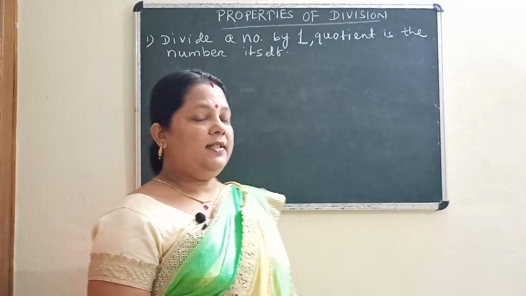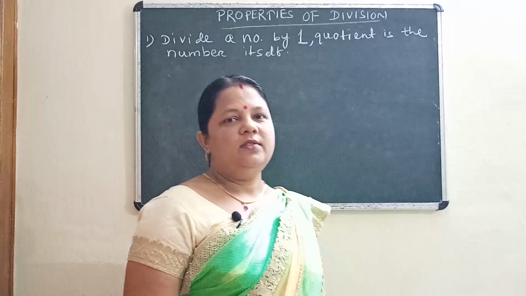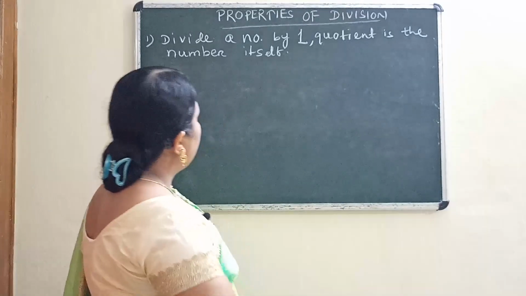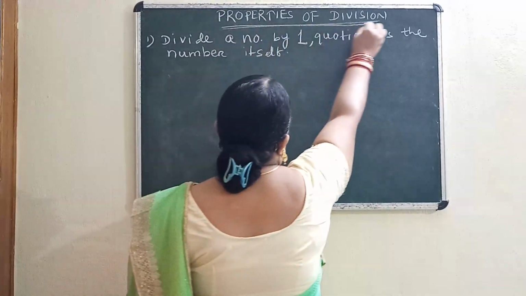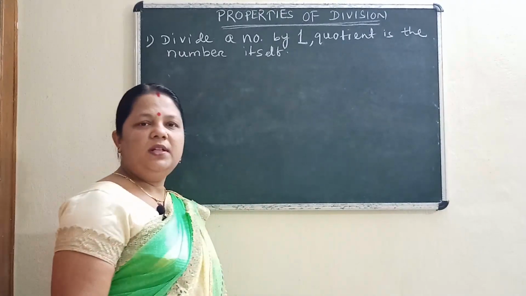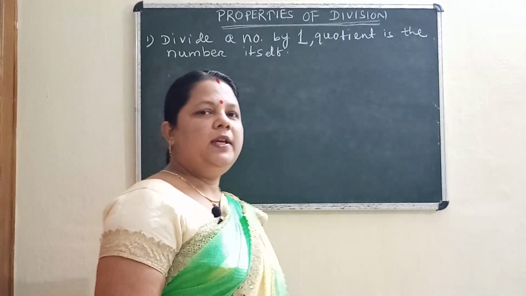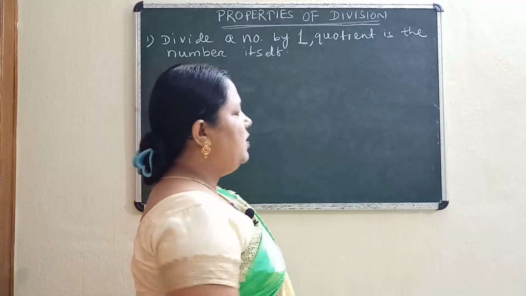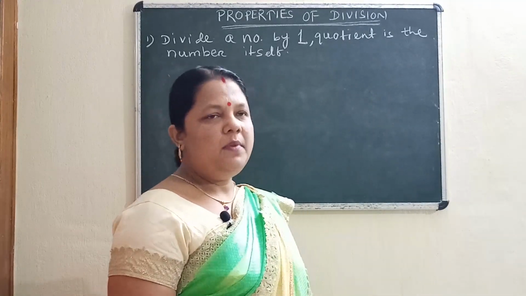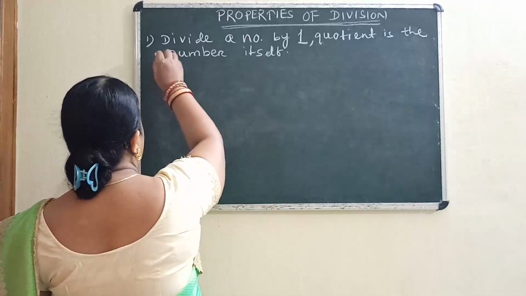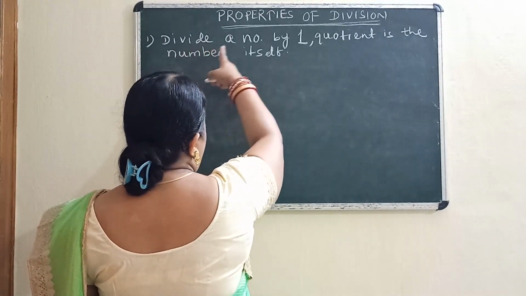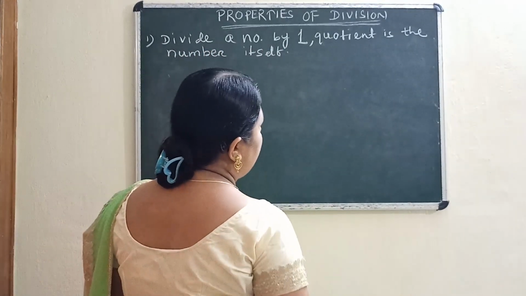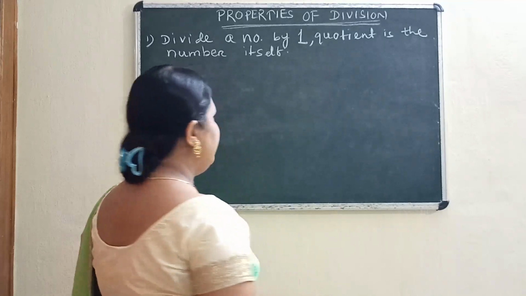This topic, division, we have discussed already in the last class, and today we are going to discuss the properties of division. Whatever division we are doing, like multiplication, is based on some properties. I have written one property: if we divide a number by 1, the quotient is the number itself.